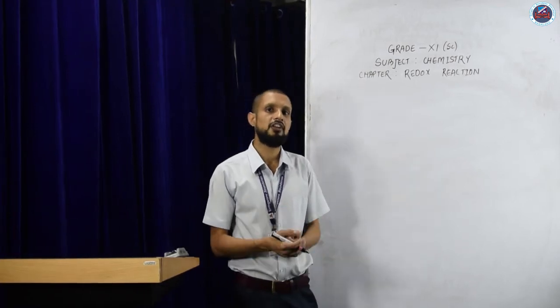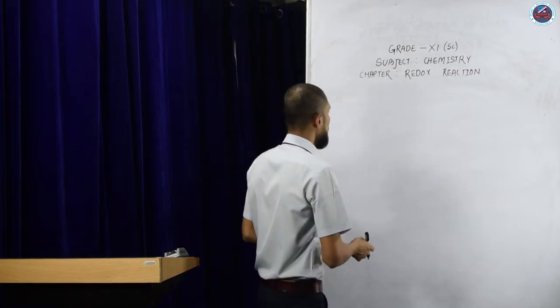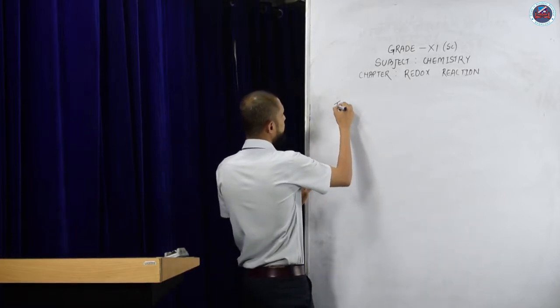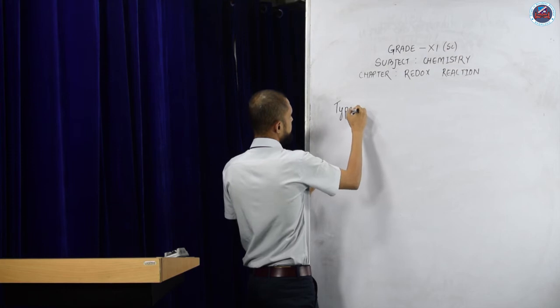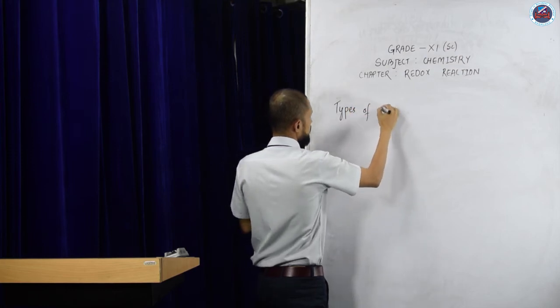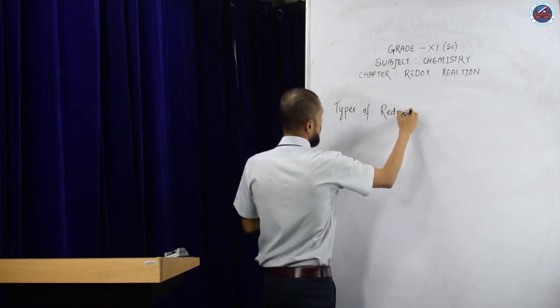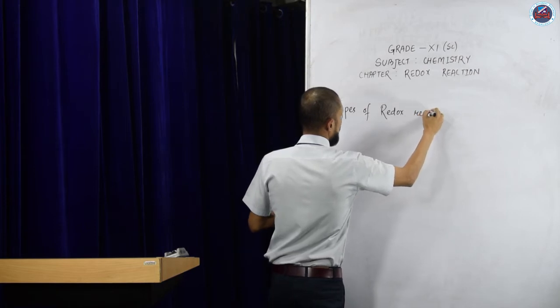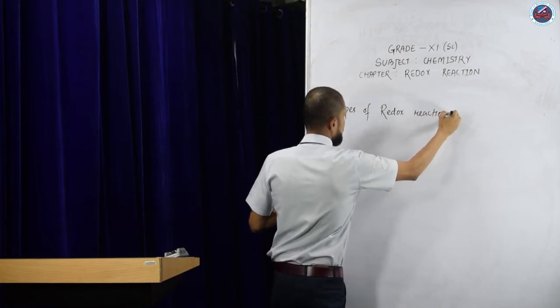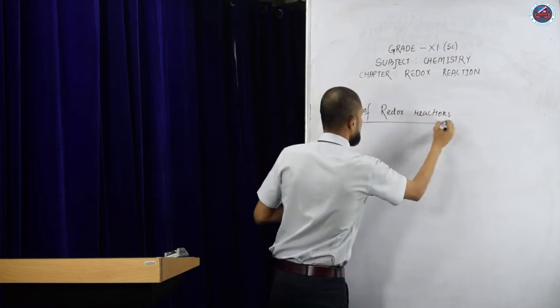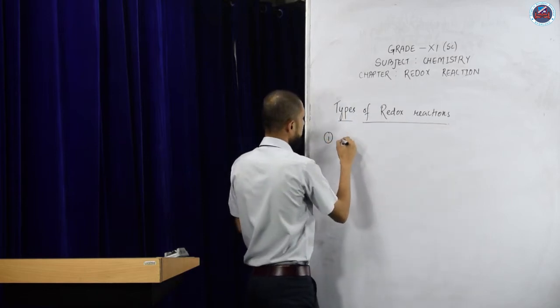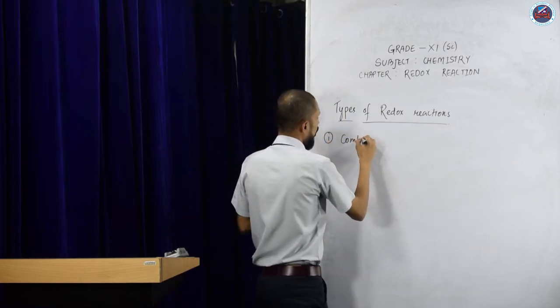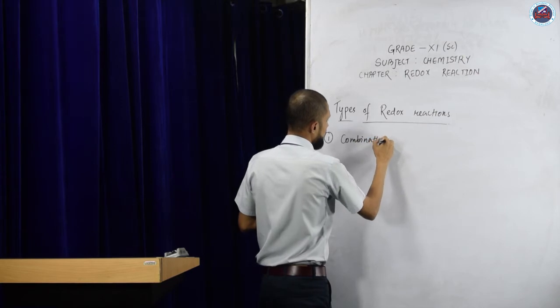So I'm going to start a new topic in this video. So we'll start with types of redox reactions. Number one is combination reaction.